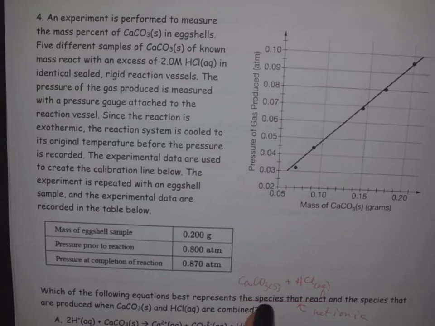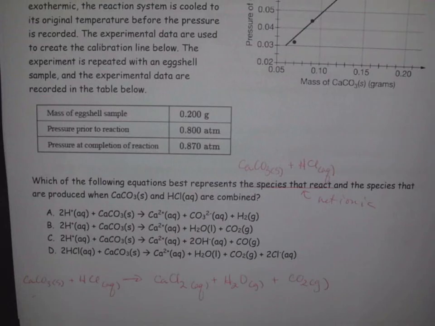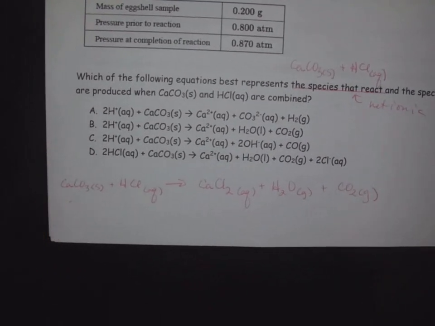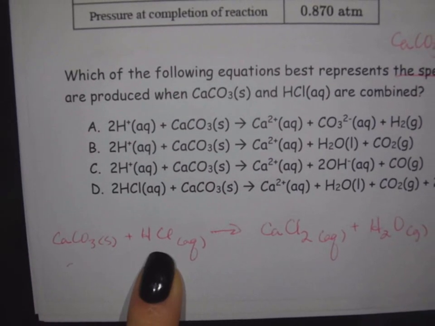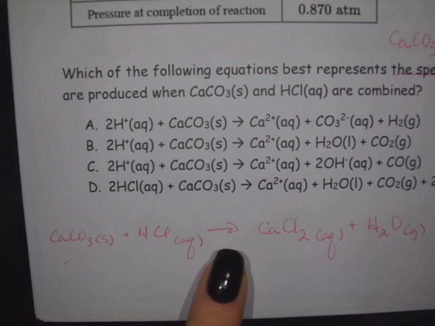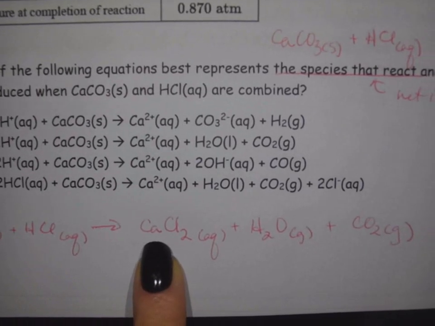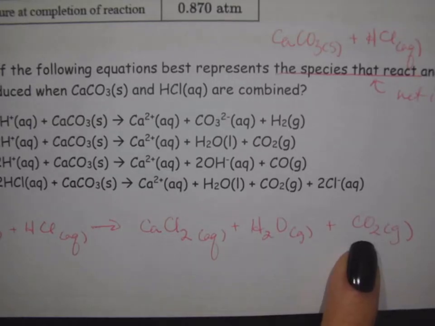ionic equation. And notice the phrasing, just like I was telling you. It says, which of the following equations best represents the species that react? Okay, and the species that react, aka they want not the complete, but the net ionic equation. So I need to tell you that calcium carbonate, solid, is going to react with hydrochloric acid, and that's going to turn into calcium chloride plus H2O gas plus CO2 gas. Okay?